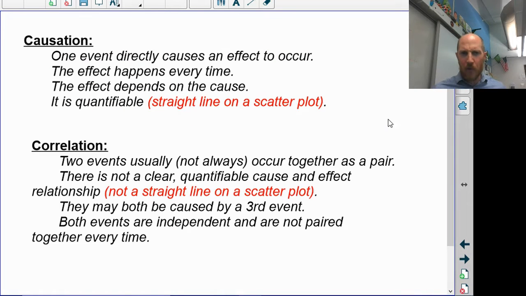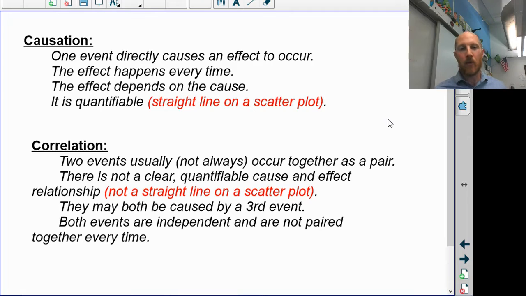Okay, so we got some vocabulary to look at, causation and correlation. So let's get some definitions. Causation is when one event directly causes an effect to occur. Okay, it's the exact same effect every single time. The effect depends on the cause, and it is quantifiable. We can put a number on it.